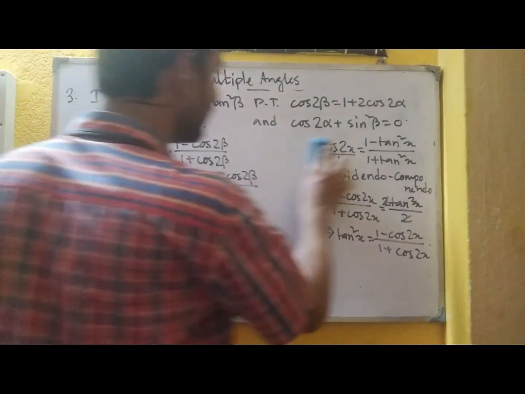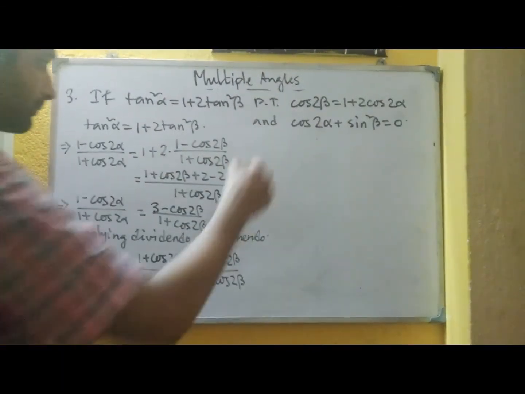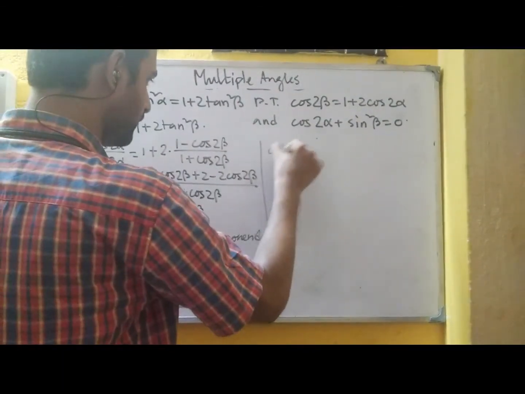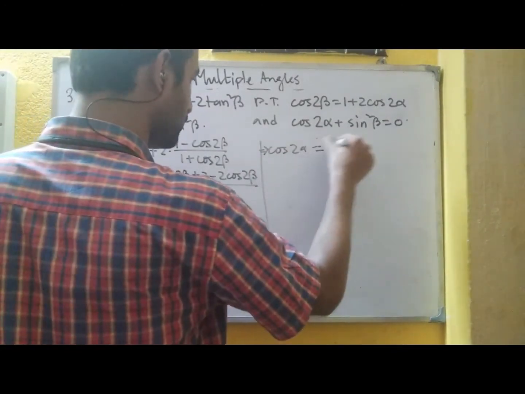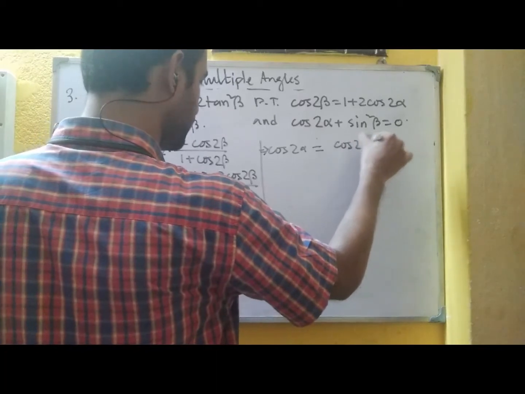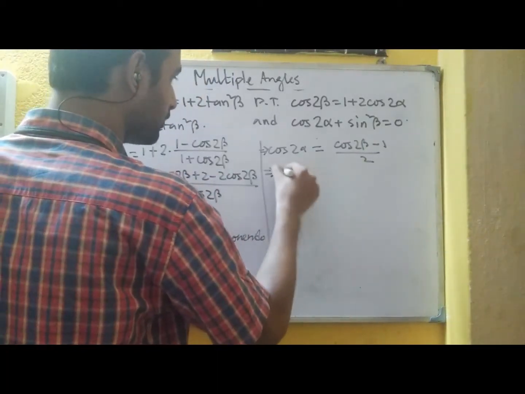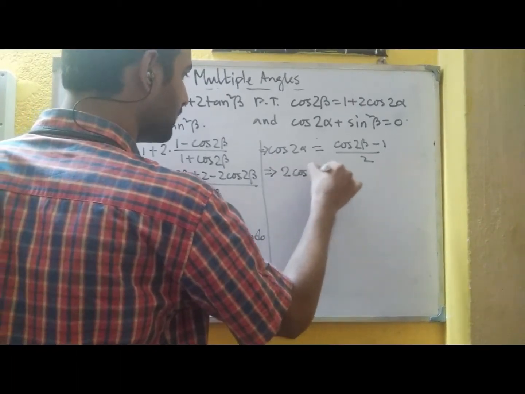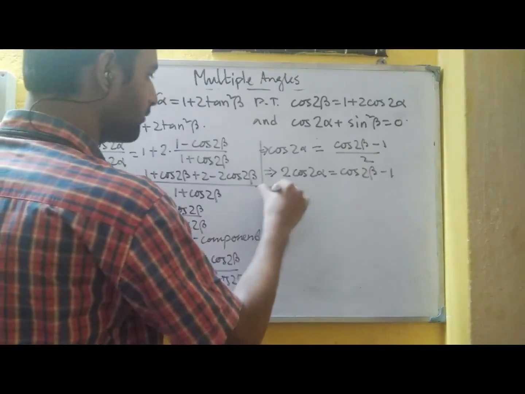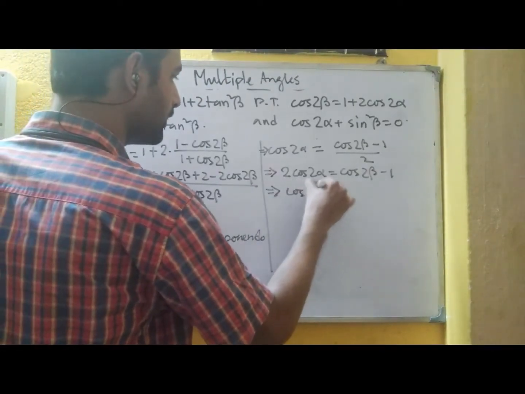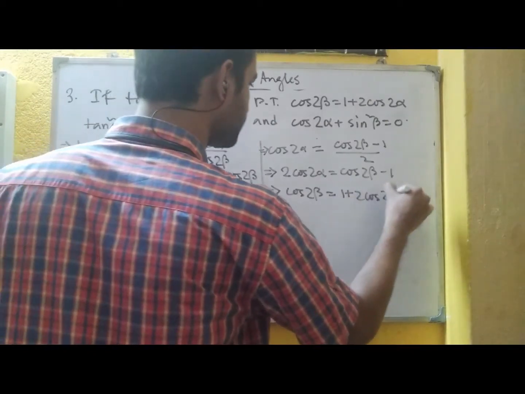After a little bit of calculation we are getting cos 2 alpha equals cos 2 beta minus 1 divided by 2. So you take this cos 2 in the left hand side, and from this you can write cos 2 beta equals 1 plus 2 cos 2 alpha.